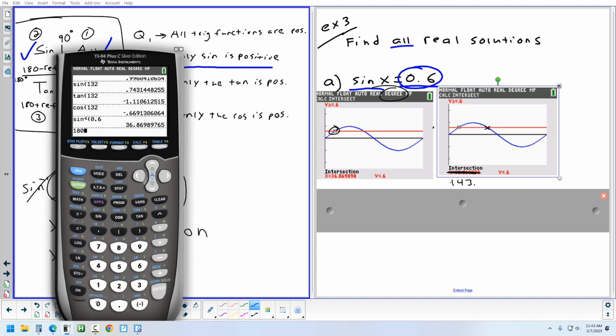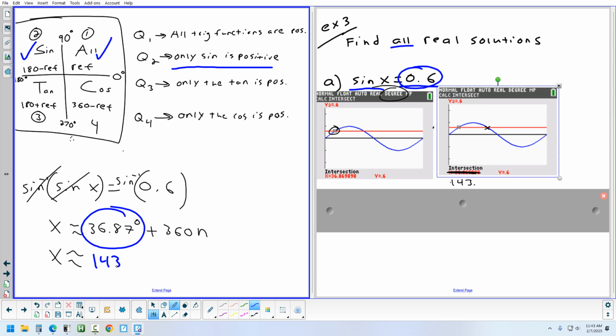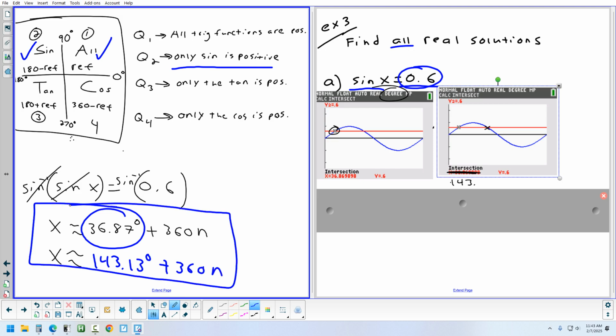Yep, take 180 and minus that answer that we just got, and there's your 143.13, which is what the other answer was. Okay, 143.13. And what do we put on the end of that to indicate that it repeats? Plus 360. Plus 360 n. So that's how you solve it without graphing it. You use inverse trig to get your first answer, and then you use this diagram to get your second answer.